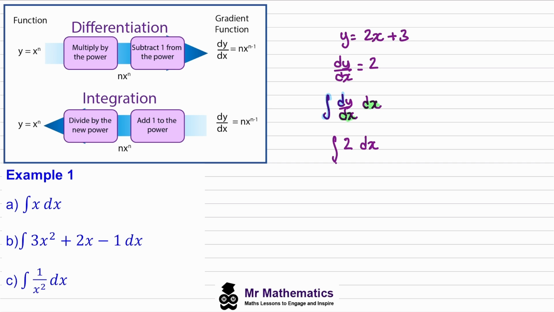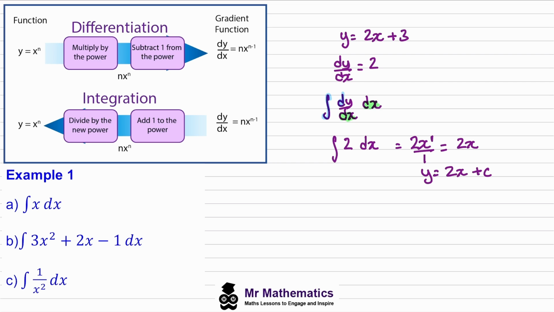So if we were to integrate the 2 in dy by dx with respect to x, this is currently 2x to the 0, we add 1 to that power, it becomes 2x to the 1, and we divide by the new power. And we know this is just 2x. So we have y is equal to 2x, but we don't have this positive 3. So what we do is we add on a constant of integration. Later in this video, I'll show you how to find this constant of integration when the y of a curve passes through a point.